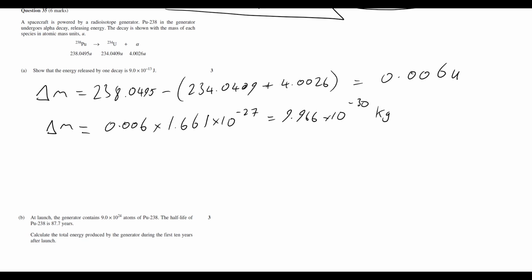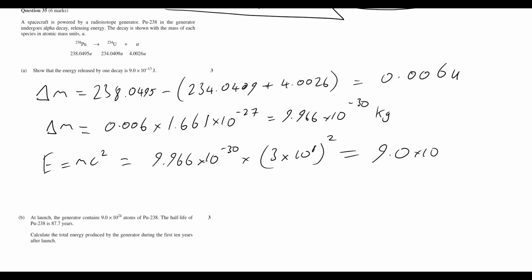Okay, so a very, very, very small mass here. Now, using our energy mass equivalence, so E equals mc squared, we can then figure out the exact amount of energy that is released here. And so as you might guess, after calculating this, so 9.966 times 10 to the negative 30 times the speed of light squared, which we'll just write as 3 times 10 to the 8 all squared, that gives us a value of 9.0 times 10 to the negative 13 joules.